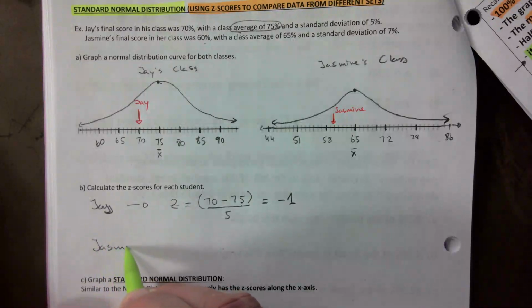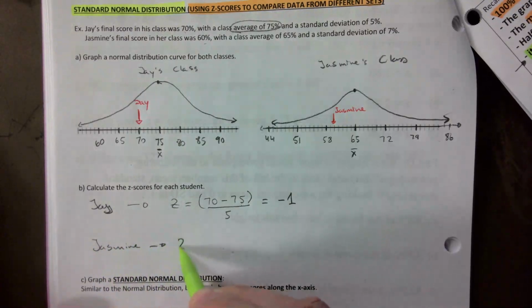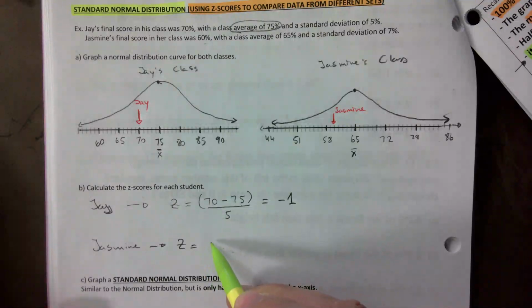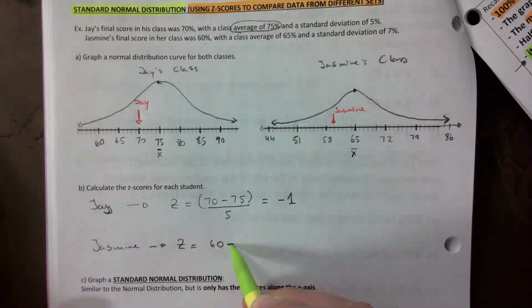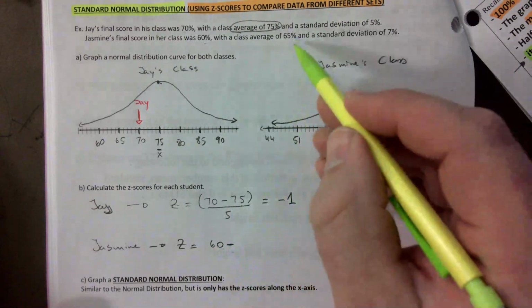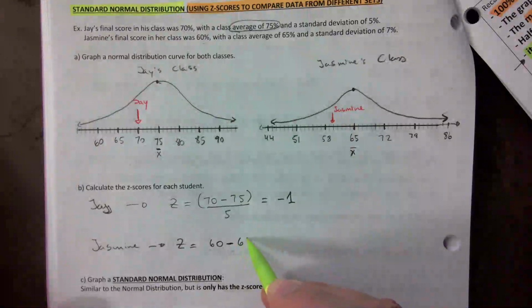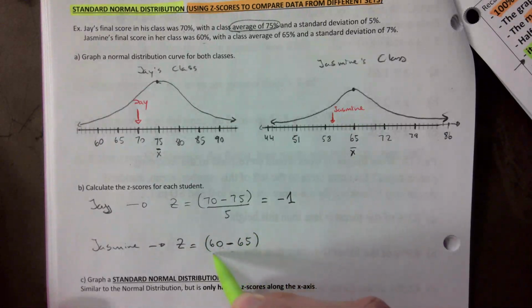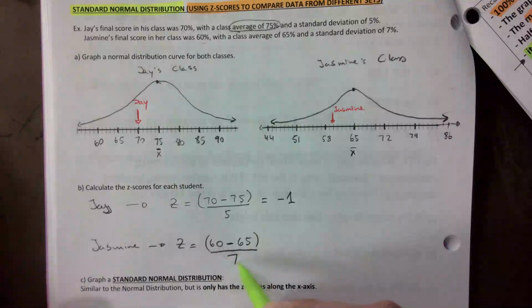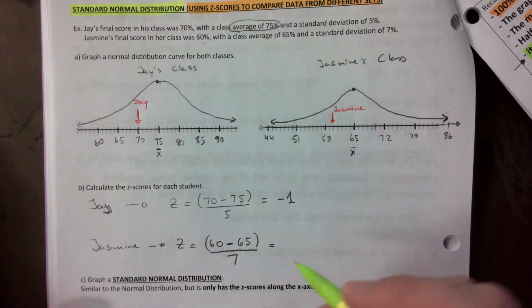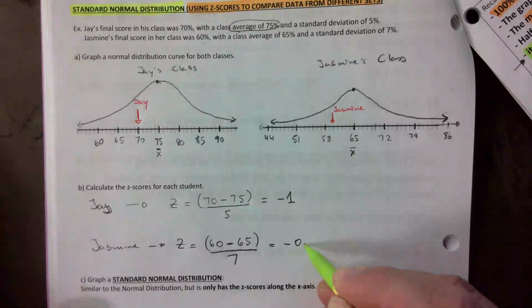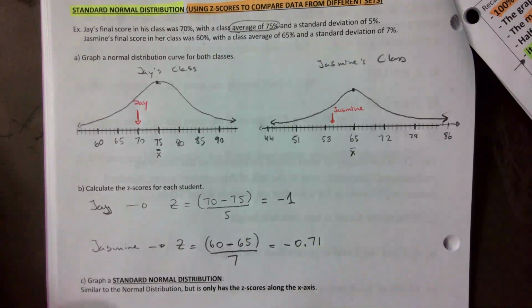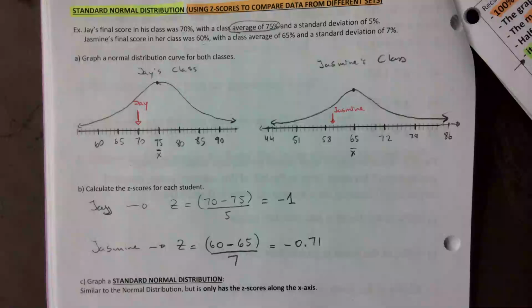Jasmine, we go, her actual score is 60, right? So 60 minus, what's her average? 65, correct? Divided by a standard deviation of 7. Her z-score is -0.71. Now we're talking. Now you can compare.